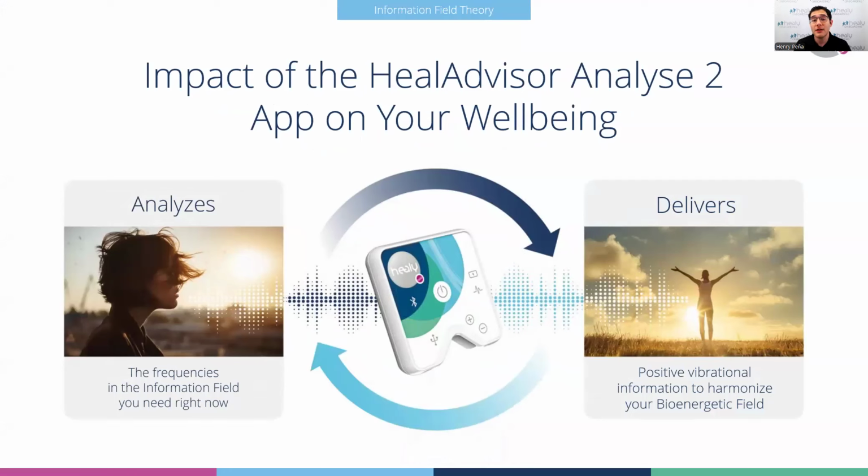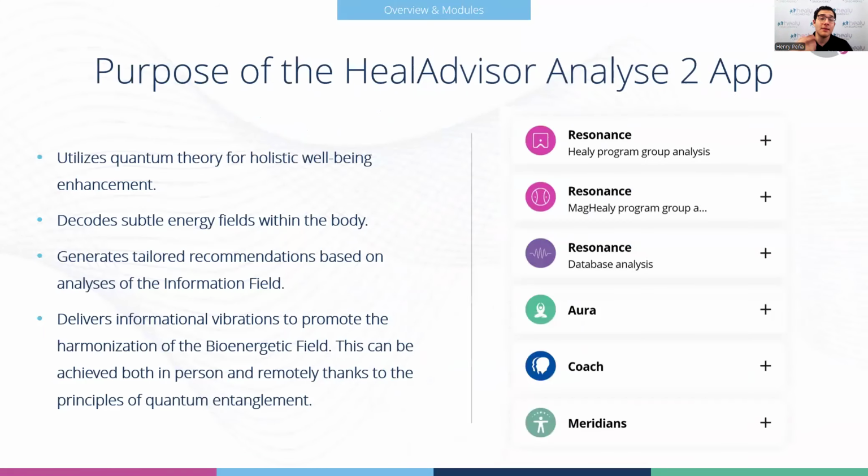So as you can see, the impact of the HealAdvisor Analyse 2 app all comes down to the first two steps. Analyzing the information field, and then based on that, sending positive vibrational information based on what can benefit you the most in that particular moment. So you can see that the purpose of the HealAdvisor Analyse 2 app, once again, is utilizing quantum theory for holistic well-being enhancement.